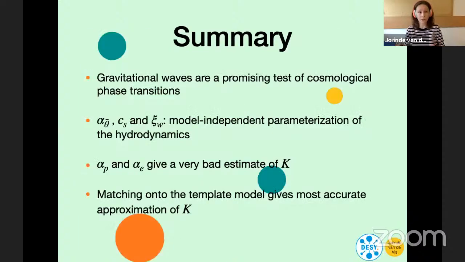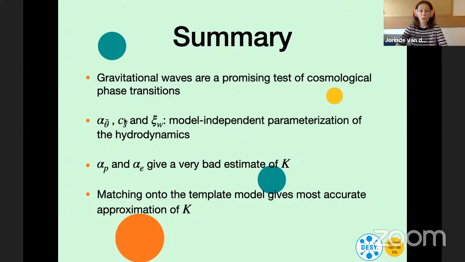Okay, that brings me to my summary. So we've shown that you can use our newly defined phase transition strength based on the pseudo-trace, the speed of sound in the broken and symmetric phase, and the bubble wall velocity as a model-independent parameterization of the hydrodynamics. You can then compute the efficiency factor in a model-independent way, and it's very straightforward to compute the kinetic energy fraction from that.